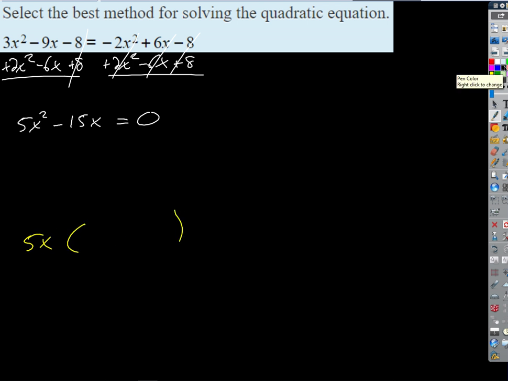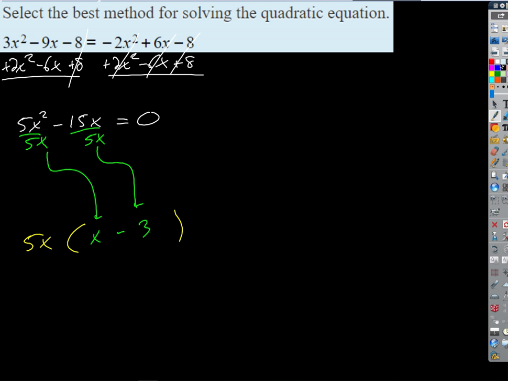Well, I'm just going to divide each by 5x to see. So 5x squared divided by 5x is what? X. And that works because 5x times x is 5x squared. 15x divided by 5x is what? -3. Good. Okay, so it factors.